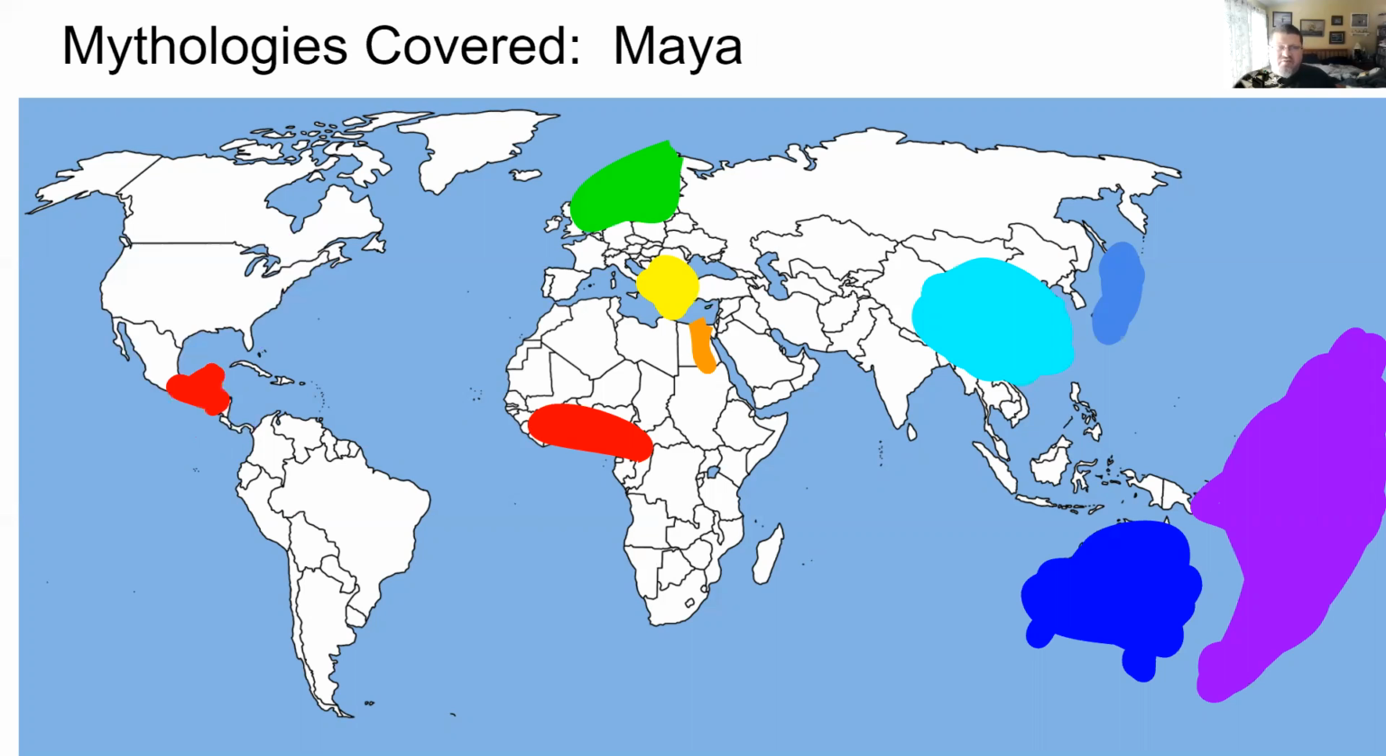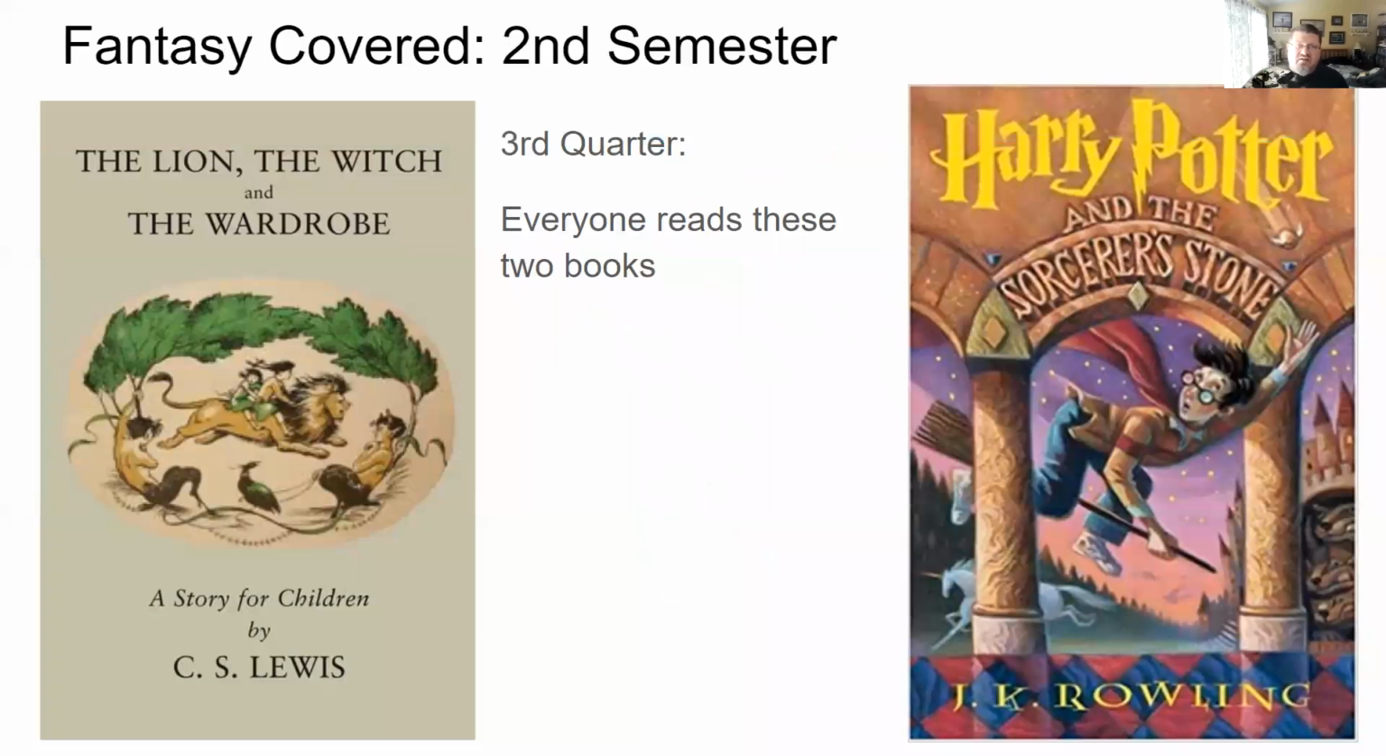We're also going to look at the Maya, the Aztec, and the Inca. And that is basically all the mythologies that we will cover first semester. Second semester, in third quarter, we'll read The Lion, the Witch, and the Wardrobe and Harry Potter and the Sorcerer's Stone. Everybody's going to read both of those.